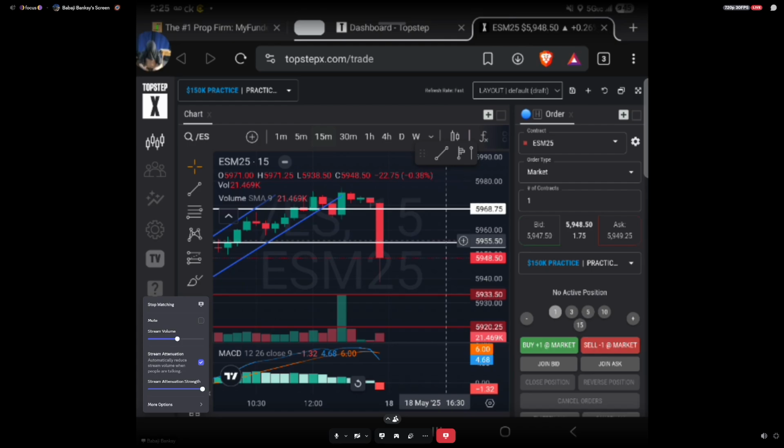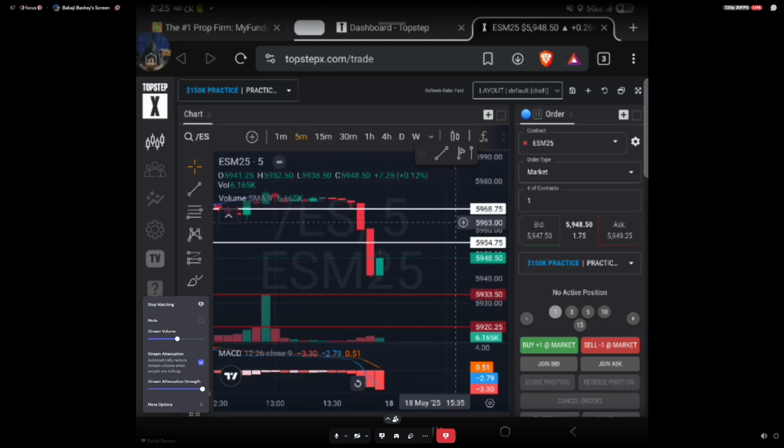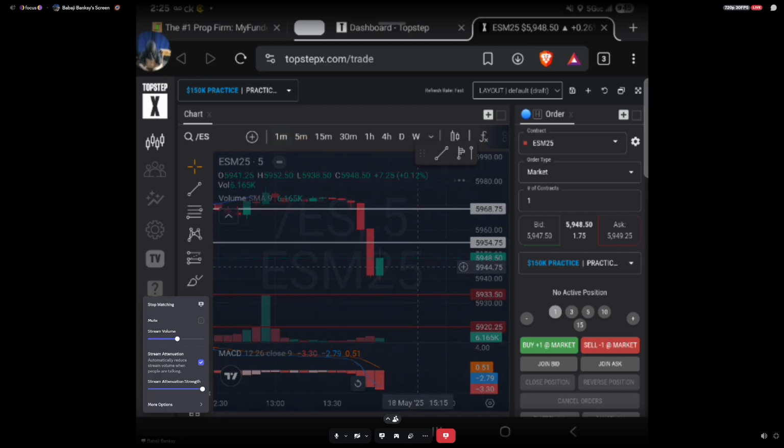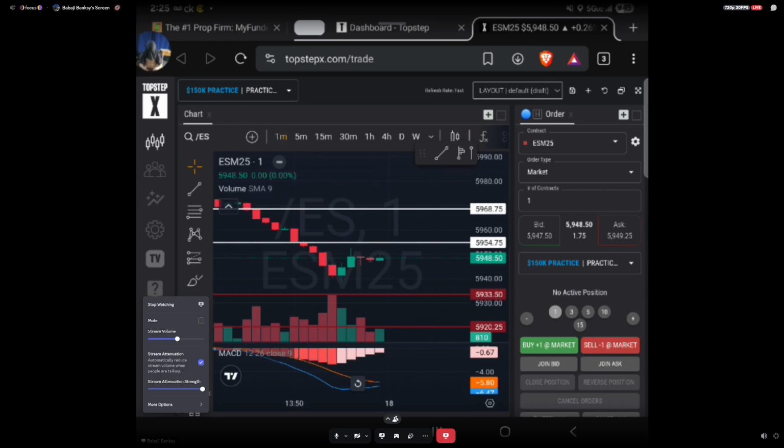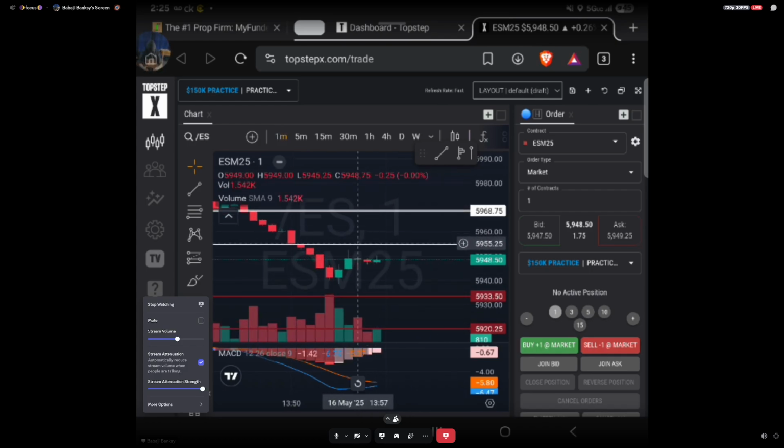Oh no, let's go to the 15-minute. Let's go to the 5-minute. Oh, it's recovering off 5 minutes. Go to that 1 minute. Okay. 1, 2, 3, 4, 5. The recovery is not that strong, but it's hitting this resistance zone.